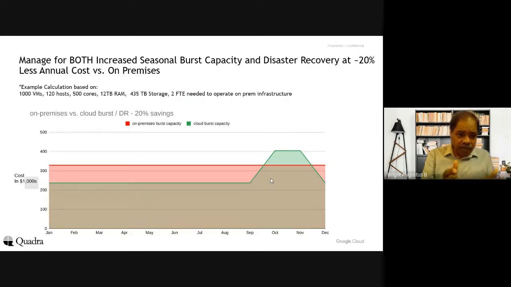Talk about this. An example has been taken here: 1000 VMs, 120 hosts, 500 cores, 12 TB RAM. There is a comparison: 20% less annual cost versus on-premises. So it's not just the data center, it's also about the disaster recovery center that you need to invest in again. The same or a little less than that, probably, in another place, so that you can rest assured that your people will always have high availability and access to data all the time. But when you move to the cloud, it is always cost effective. The total cost of ownership of the cloud technology and the infrastructure goes down and down and down over the years, so that you will be able to see the benefit financially.